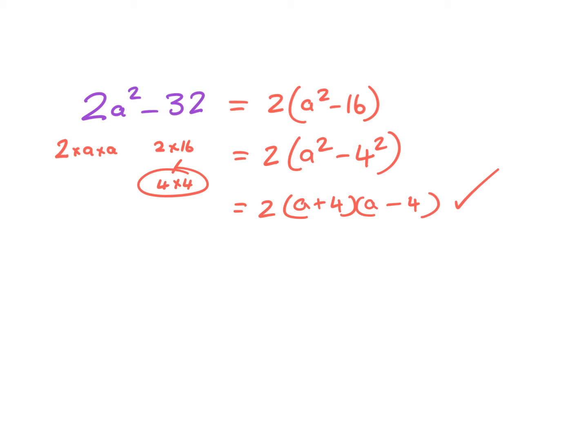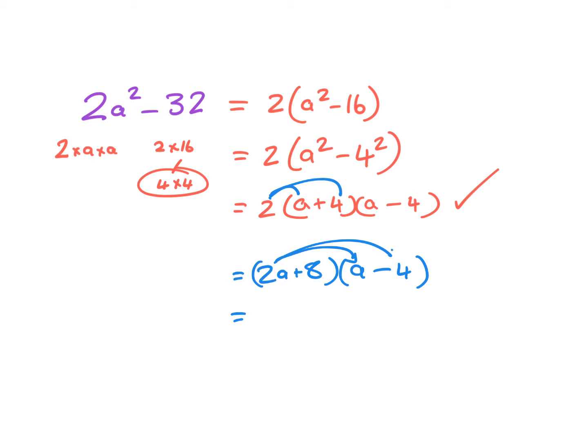Once again, I can check that this is in fact correctly factorized by multiplying 2 by this first bracket, and then multiplying that resultant bracket by this bracket over here. Sounds complicated, but let me show you what I'm going to do. So 2 multiplied by a equals 2a, 2 multiplied by 4 gives me 8, and it's plus 8, so that's in the first bracket, multiplied by a minus 4 in the second bracket. And once again, just going to multiply the brackets out as we normally do.